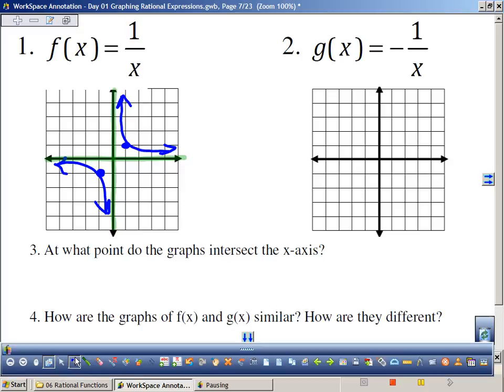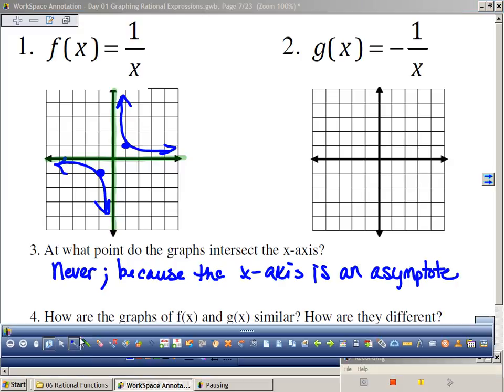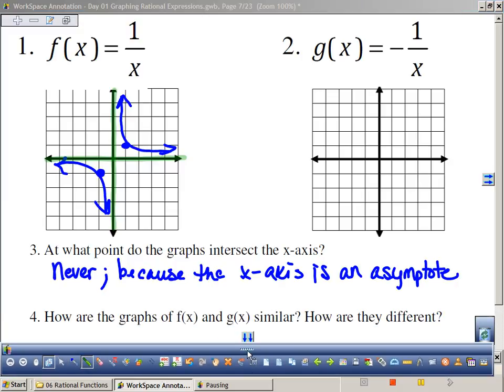Okay. So for number 3, we could say, at what point do the graphs intersect the x-axis? Never, because the x-axis is an asymptote. Okay. All right, guys. And guess what? This one has asymptotes in the same spot. You guys keep going.